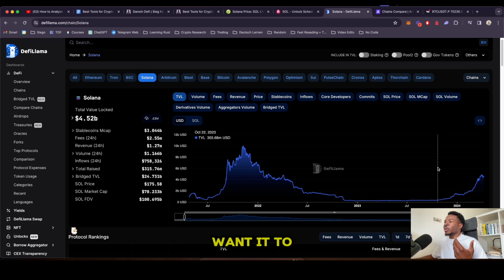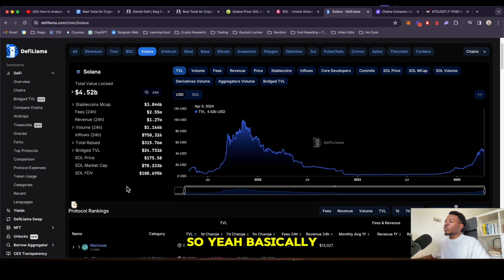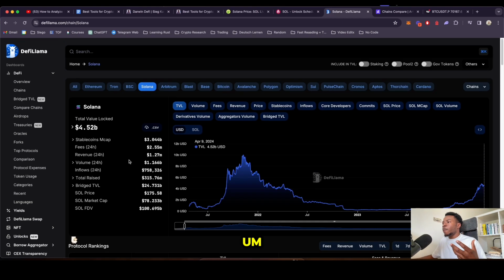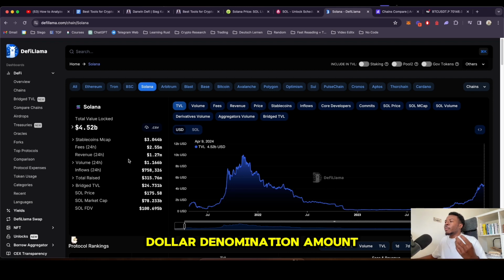Because you don't want a chain or a blockchain where nobody's using it or nobody's putting their money there. You want a blockchain where at least people are using it and actually bringing value to the chain. So yeah, basically this is for the dollar denomination amount to kind of judge whether people are using the blockchain or not.